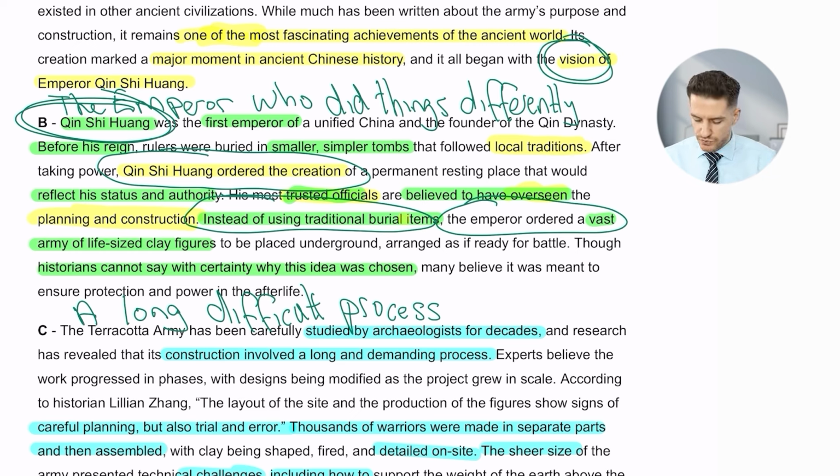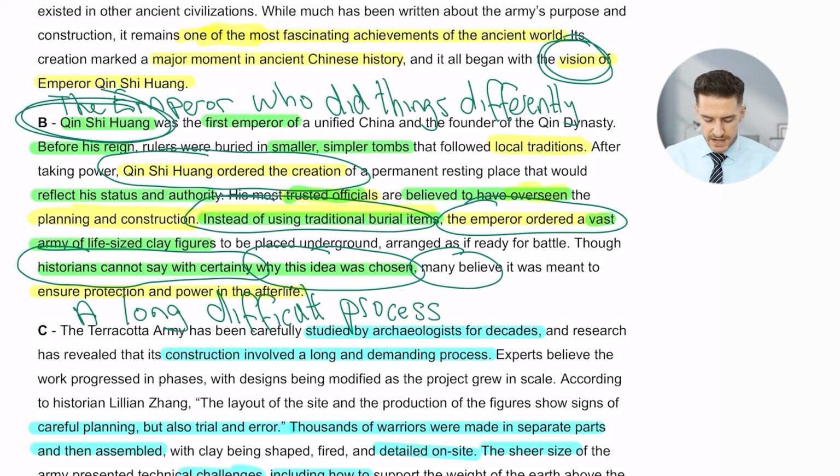Instead of using traditional burial items, the emperor ordered a vast army of life-sized clay figures, placed underground and arranged as if ready for battle. So that's sort of saying that he didn't follow what other emperors or rulers were doing. Though historians cannot say with certainty, that could be important. They're not 100% sure about why this idea was chosen. Many believe it was meant to ensure protection and power in the afterlife.